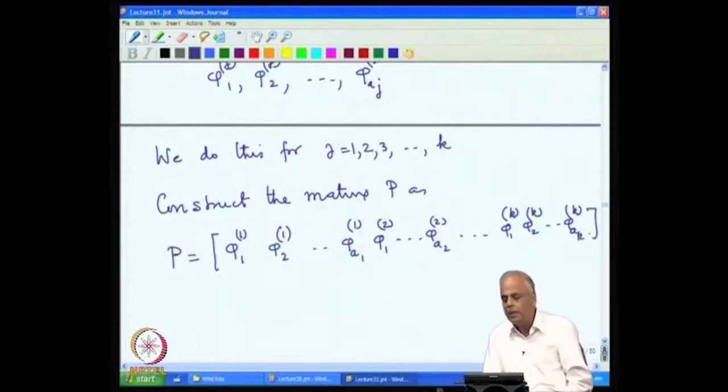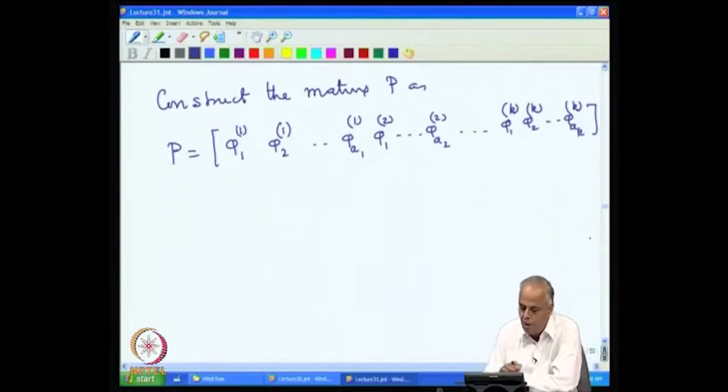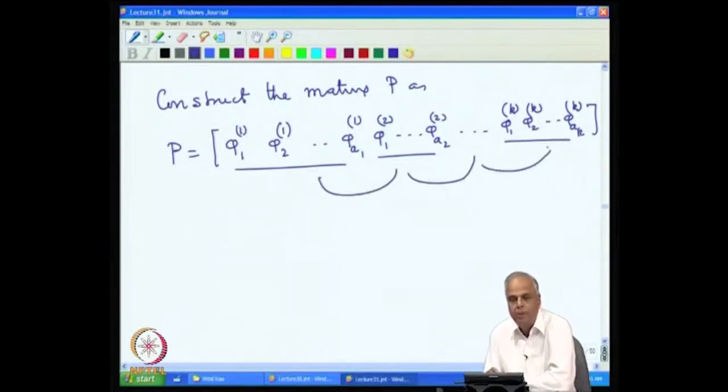So, we will have A1 plus A2 plus ... plus AK columns, but A1 plus A2 plus ... plus AK is equal to n. Therefore, we have n columns, and since all the n columns are linearly independent by the theorem that we have just proved, these are all linearly independent, and across them too they are linearly independent because we have just now observed that the eigenvectors corresponding to distinct eigenvalues are linearly independent. So, P is a matrix, n columns, each column is an eigenvector corresponding to A.